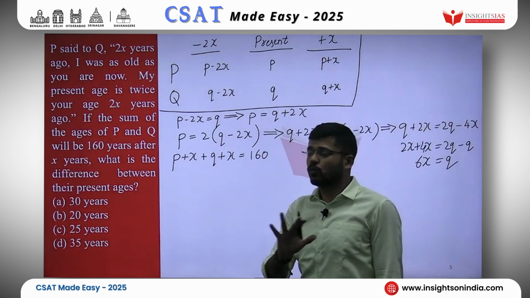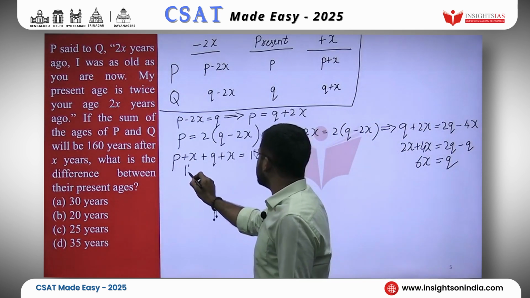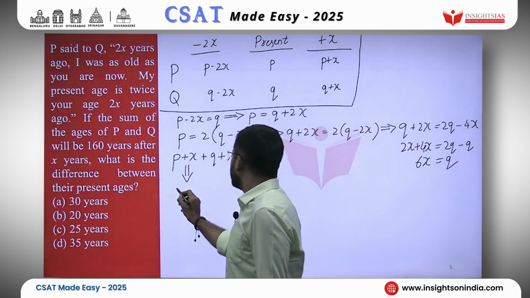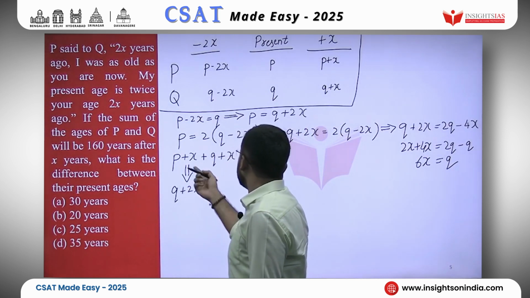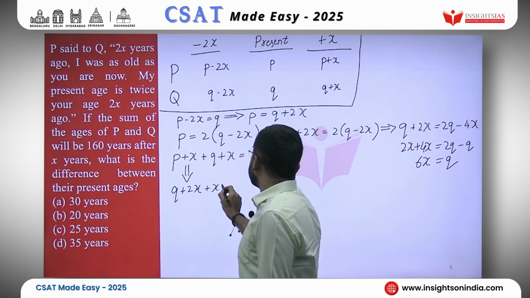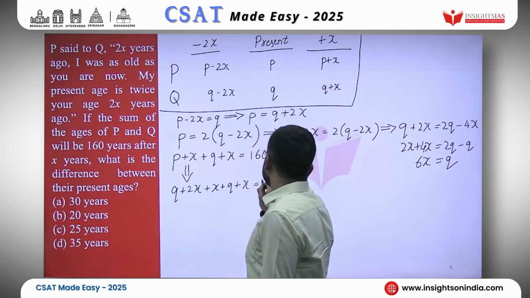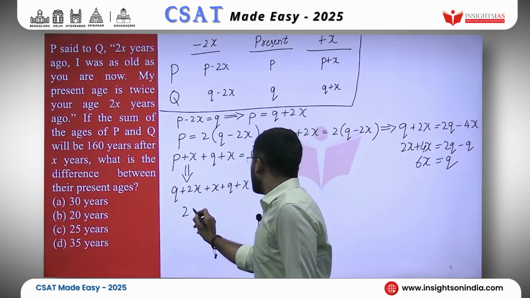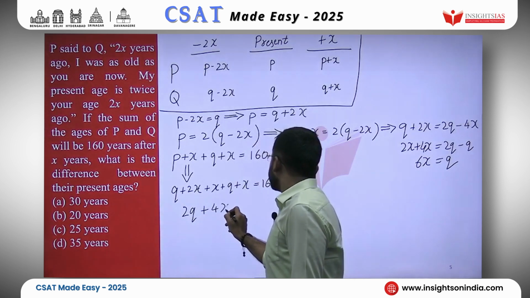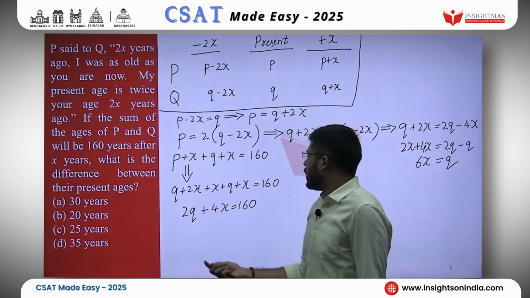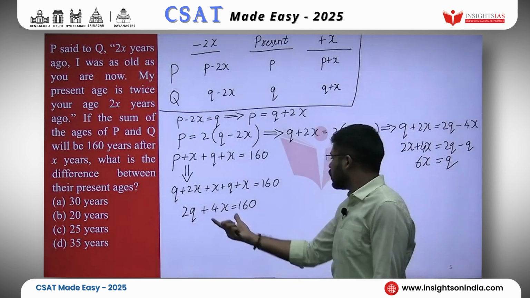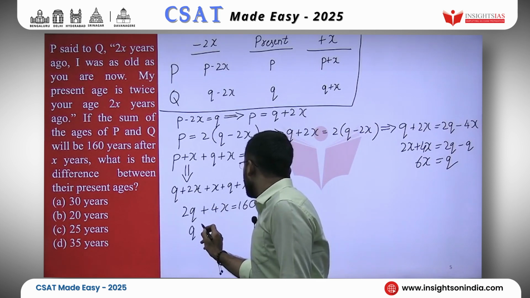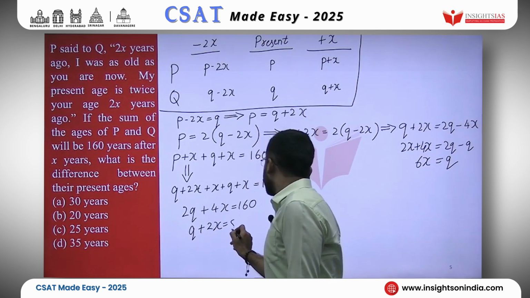Okay, we reduced one equation, and we shall do the same for this one. Here in place of P, we will write Q plus 2x, and the rest of it remains the same. Plus x plus Q plus x is equal to 160. Okay, I will add P's and Q's. So 2Q plus 4x is equal to 160. However, we see that all of them are divisible by 2. So we will divide the whole equation by 2. Q plus 2x is equal to 80.